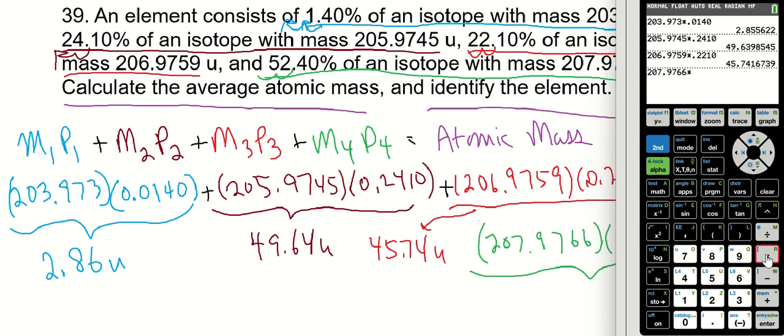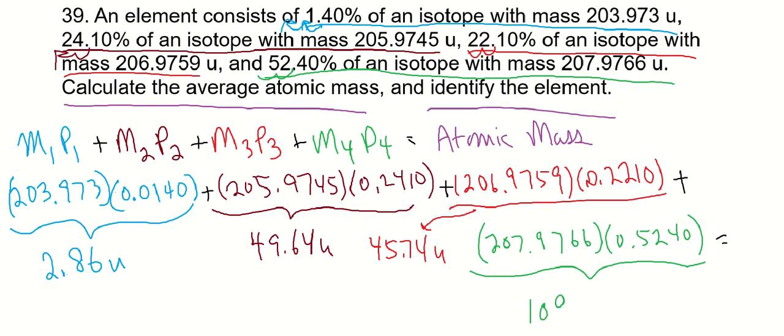times 52.40%, which is 0.5240. I made a mistake going through this. So that's 4 significant figures times, again, 7. My answer can only have 4. See? That's what I'm talking about. It would have been hard to see all of this. 108.97, we're going to round that to 109.0.